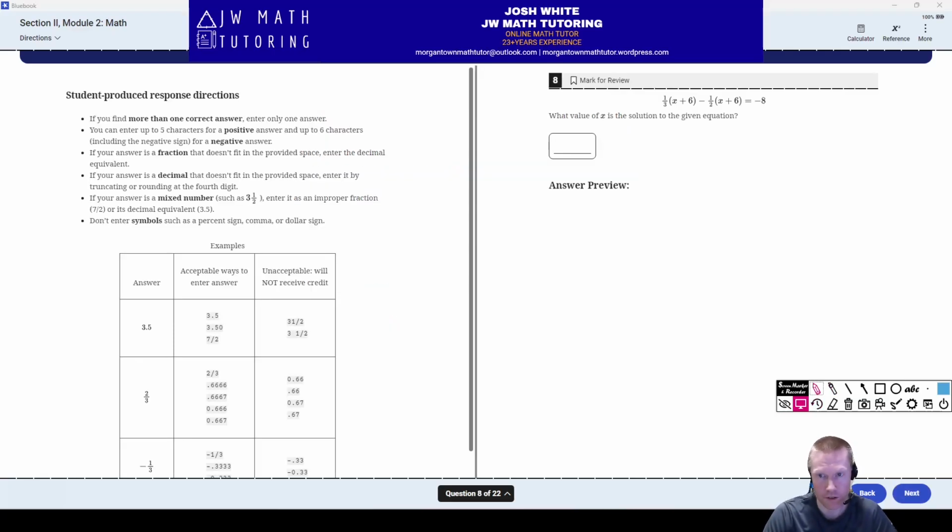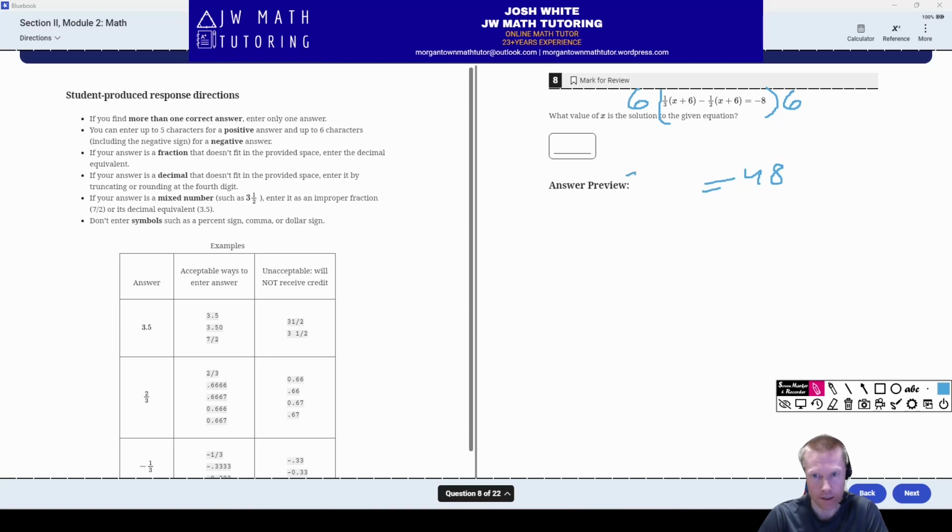Next up, we have an equation to solve. Let me see how I did this one. I believe the way that I actually did this is I cleared the fractions first, just because I don't want to bother dealing with thirds and halves and all that stuff. So I just multiplied everything by 6 and I got negative 48.